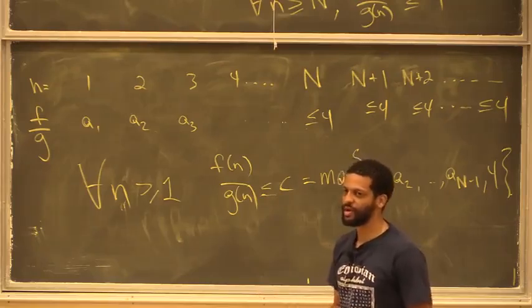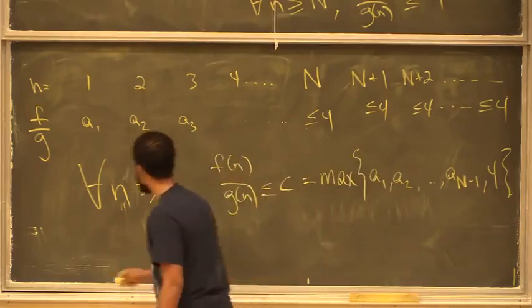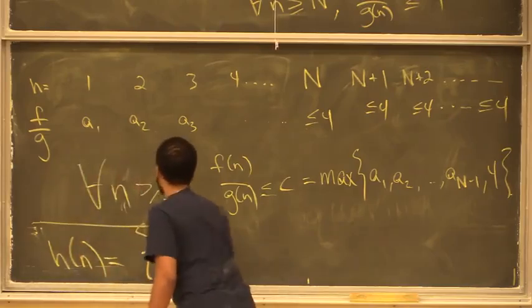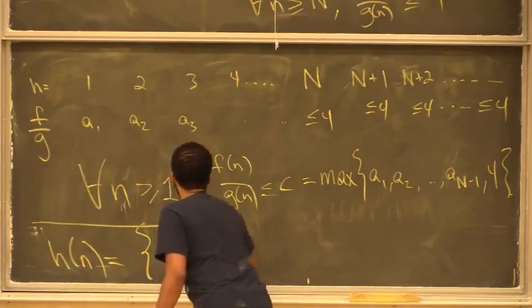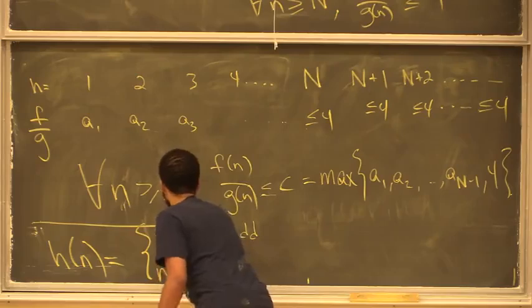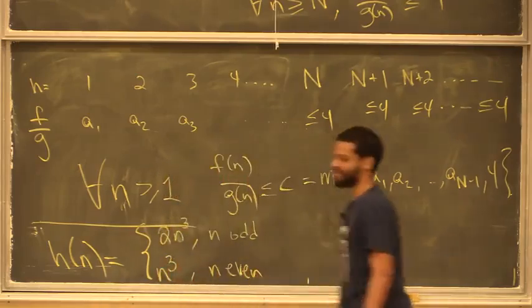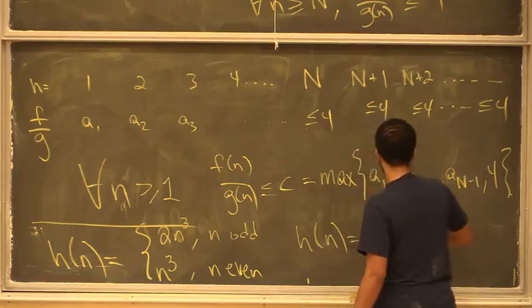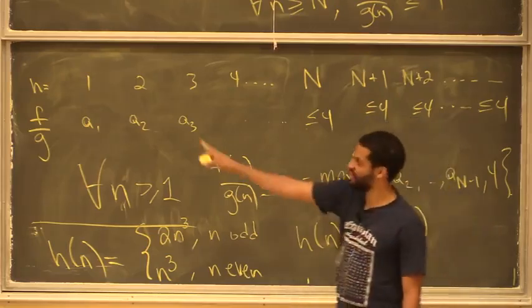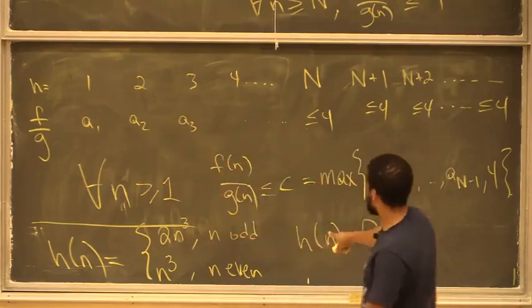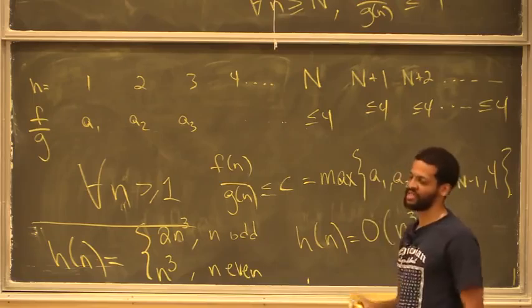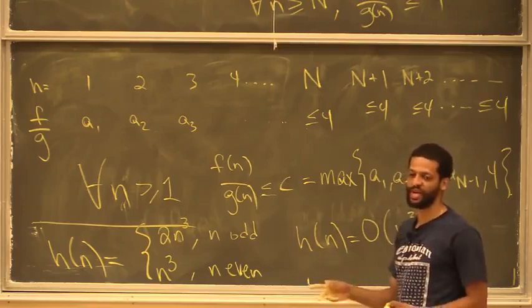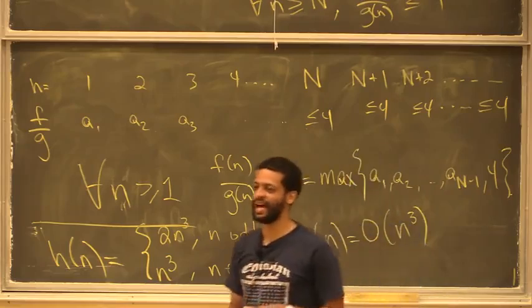Right? So suppose instead I had another function h of n, which is equal to 2n cubed if n is odd, and n cubed if n is even. H of n is big O of n cubed, right? Because I could put the constant 2 over there. But the limit of h of n divided by n cubed doesn't exist, because the ratio doesn't converge to anything. It keeps bouncing back between 2 and 1. Okay? So just be careful with that.